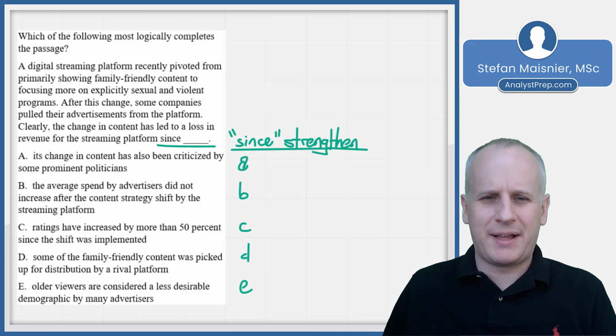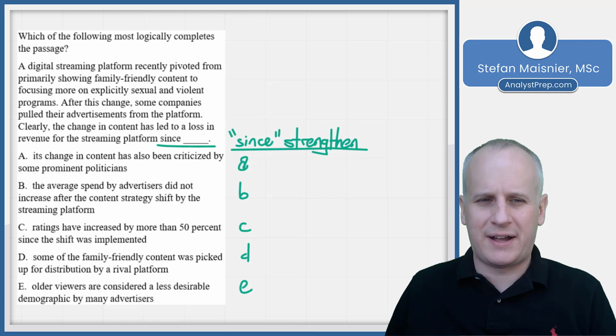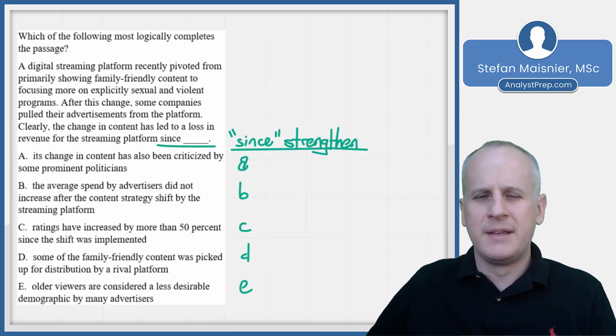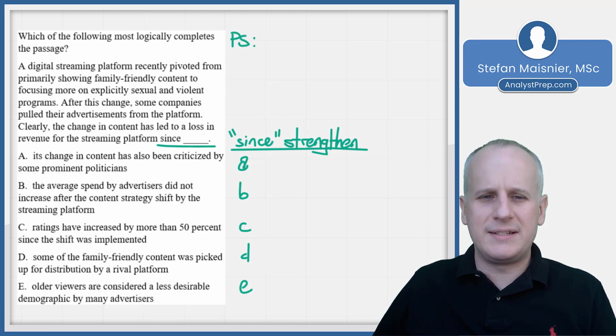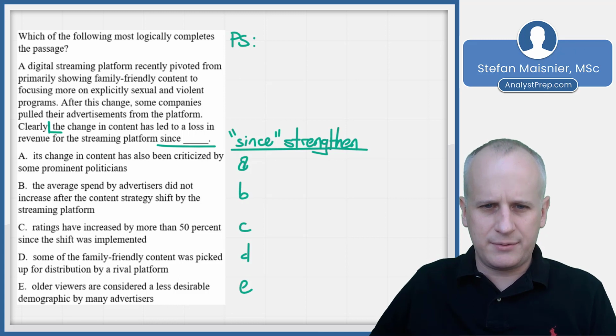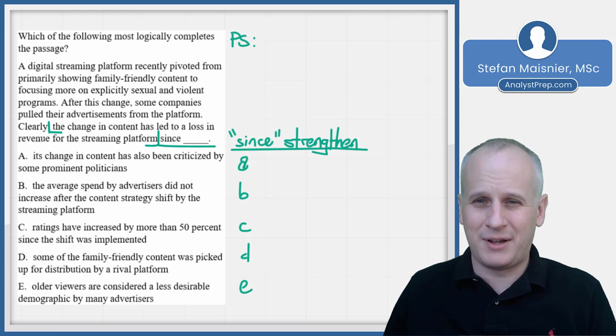A digital streaming platform recently pivoted from primarily showing family-friendly content to focusing more on explicitly sexual and violent programs. After this change, some companies pulled their advertisements from the platform. Clearly, the change in content has led to a loss in revenue for the streaming platform since blank. So we're going to just put a little PS for predicted strength in here, and we can see that the conclusion is, as was anticipated, right before the "since." Now, obviously, on the exam, you can't do my little brackets there, but you'll want to take your note by just synthesizing your prediction with the conclusion.